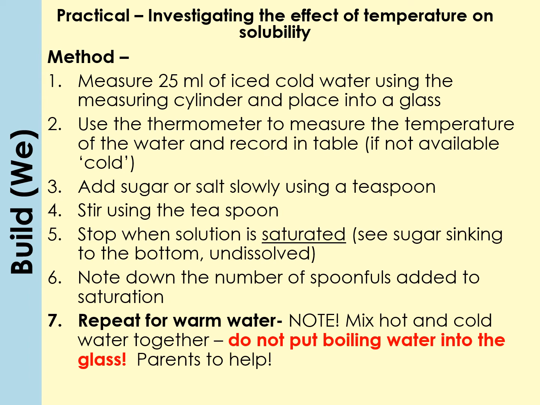So here's the method that I want you to do today, please, boys. I want you to get 25 mils of iced cold water, and I want you to put that into a glass in your kitchen. You can measure 25 mils with a measuring cylinder in the lab, but you'll have to use a measuring jug at home, or if not, use the same glass twice and mark on the glass where you go up to so you keep it the same each time.